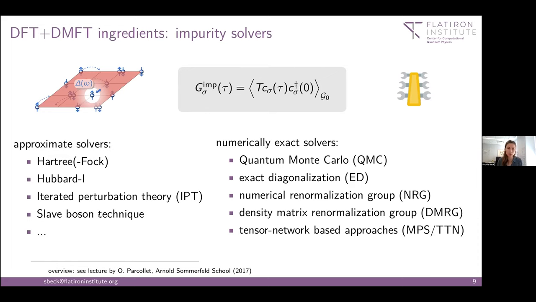Antoine also talked about this. So there's a list of approximate solvers like Hartree-Fock, Hubbard-1, and so on. And then the numerically exact solvers, most importantly, quantum Monte Carlo, exact diagonalization, numerical renormalization group, density matrix renormalization group, and tensor network-based approaches. And here I also want to advertise, for a more comprehensive overview, the lecture by Olivier Parcollet from the Arnold Sommerfeld School.